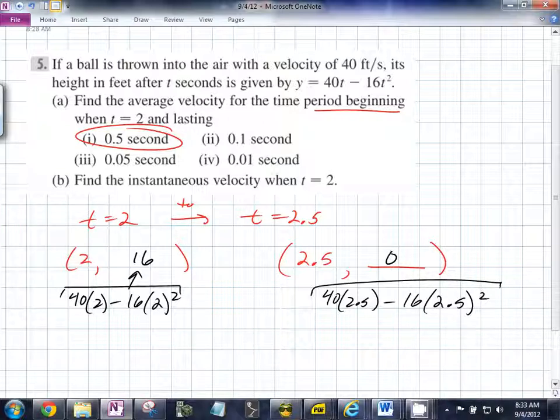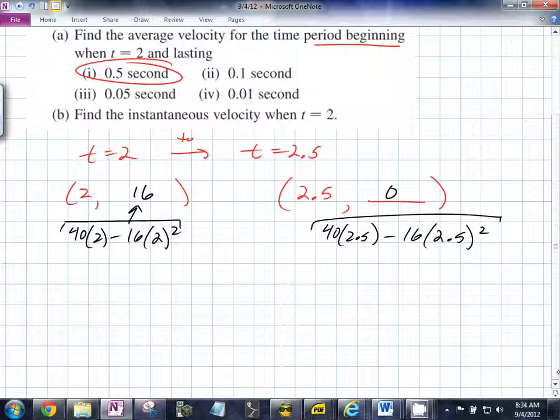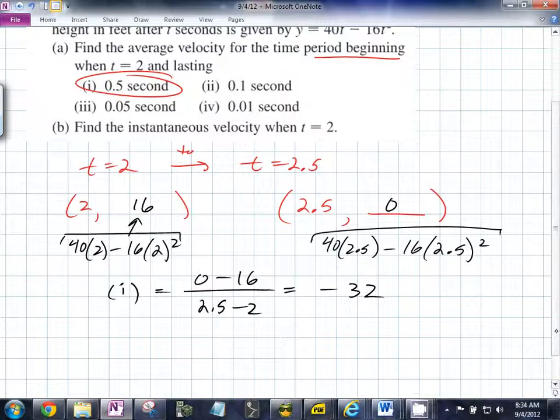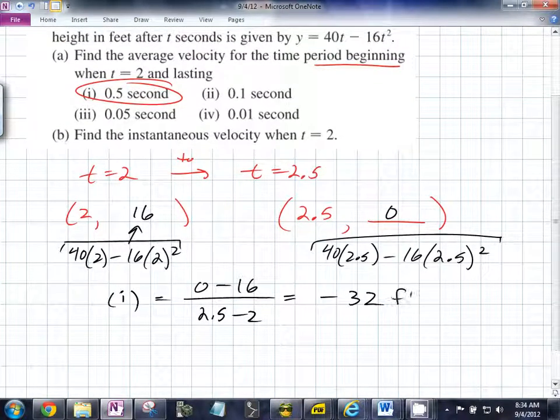So you're finding the slope between those 2 points. That's all you're doing for this one, finding the slope between those 2 points. So it's rise over run. So 0 minus 16 over what? 2.5 minus 2, which is going to be negative what? What's the unit on this thing? Feet per second, I think, right?